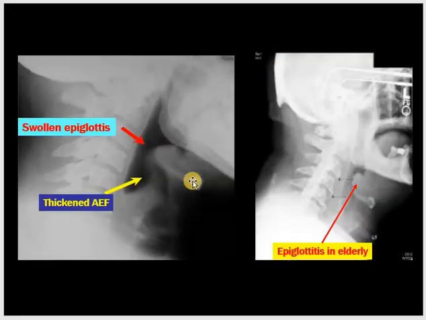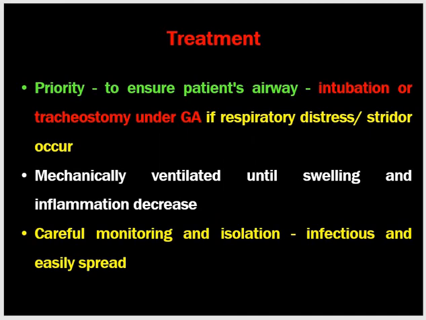So this is the swollen epiglottis, this is the hyoid bone, and this is the swollen epiglottis, especially the supraglottic area. Then there is a thickened AE fold which can be seen on X-ray. This signifies acute supraglottitis. This X-ray shows epiglottitis in an elderly individual, which is less severe than in children. As I have already told, in children, the supraglottis area is more lax than in adults, where the supraglottis area is slightly strong. How to treat acute supraglottitis?